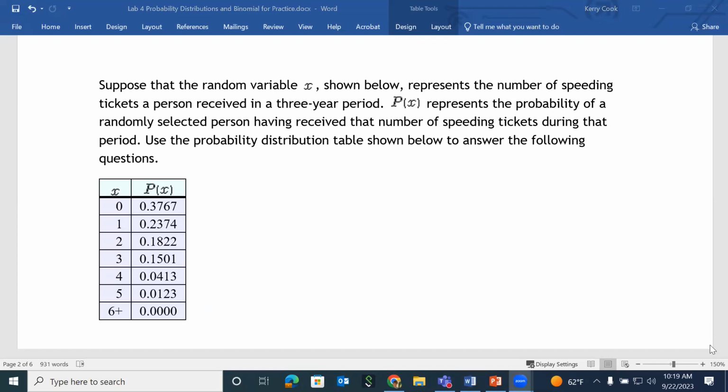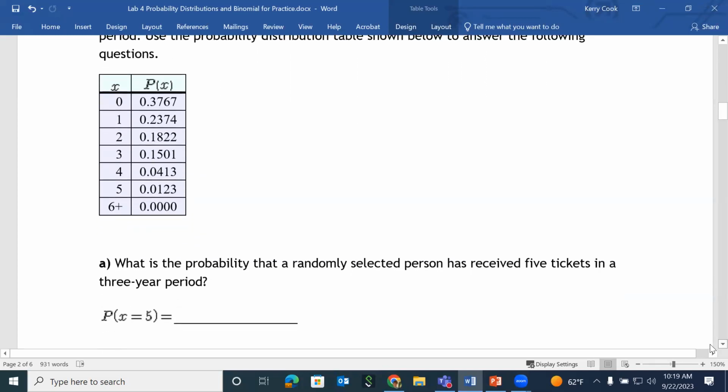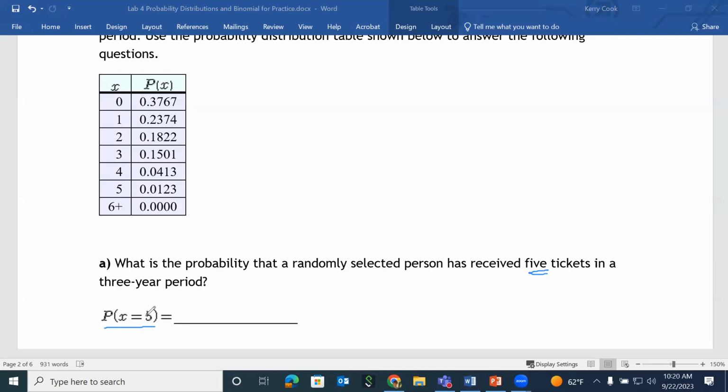What we're going to do is answer a few questions about this distribution by thinking about what it is telling us about different scenarios. So let's start with this scenario: what's the probability that a randomly selected person has received 5 tickets? Notice the statement says probability that X equals 5. So that means exactly 5 tickets. We can go to the table where it says 5 under X, and the probability is 0.0123. So we can read the probabilities directly from the table.